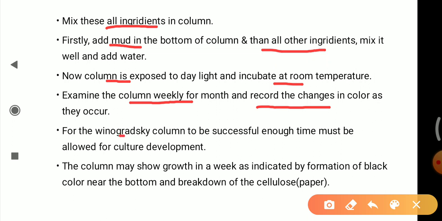For the Winogradsky column to be successful, enough time must be given for the culture development. The column may show growth in a week, as indicated by the formation of black color near the bottom and the breakdown of cellulose, that is paper. After some weeks, the black color near the bottom indicates that there is a breakdown of cellulose.